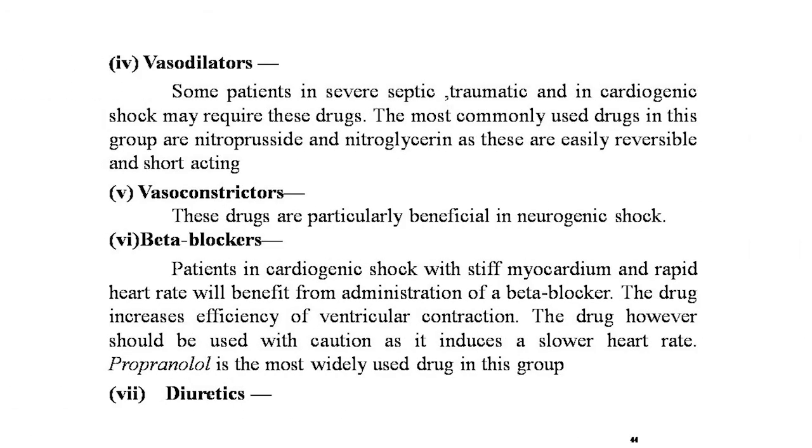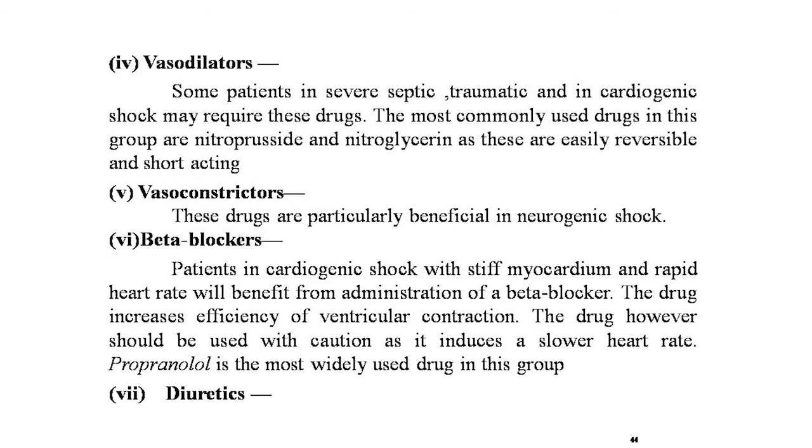And fourth is the vasodilators. Some patients in severe septic, traumatic and cardiogenic shock may require these drugs. The most commonly used drugs in this group are nitroprusside and nitroglycerin, as they are easily reversible and short acting. Vasoconstrictors: these drugs are particularly beneficial in neurogenic shock.